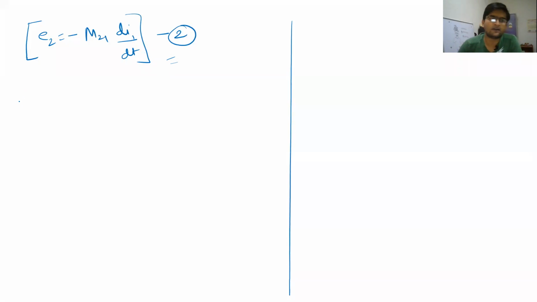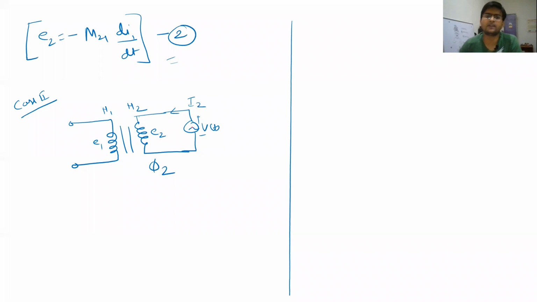Now let's take a second case circuit. In this, we are going to apply our source to the secondary side, and then we will see how the self inductance and mutual inductance will be working. Now in this circuit, as you can see, the excitation is provided at the secondary side, and we have to see the mutual inductance at the primary side or in the E1 side, and self inductance in the E2 side.